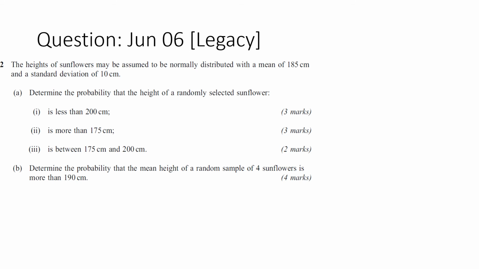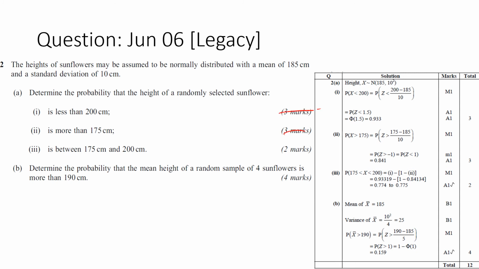Okay, you were warned. Type in mu as 185, and above that, sigma 10, less than 200, so 200 as the upper, minus 1 times 10 as the lower, more than 175, so 175 lower, positive 1 times 10 to the 10 as the upper, and then part 3, lower and upper. Like I said before, these will be worth 1 mark each now on the new syllabus because of the nature of the calculator. Part B is very likely to still be 4 marks. So part 1, 0.933, part 2, 0.841, and then part 3, 0.774 something.